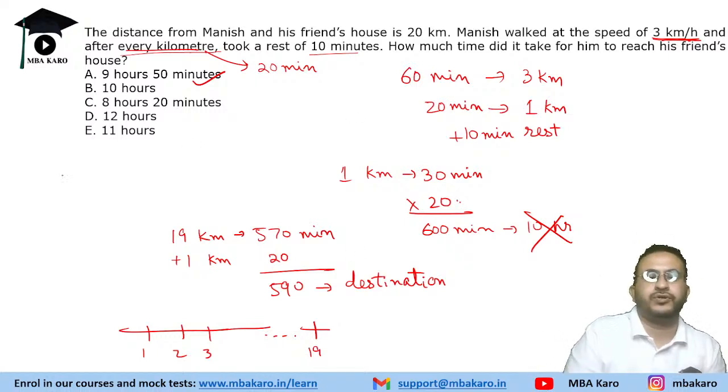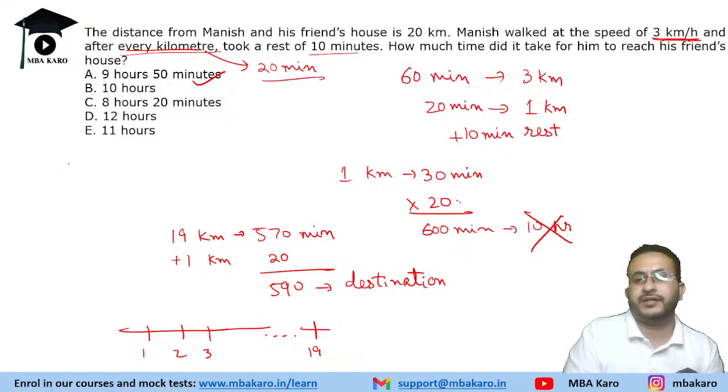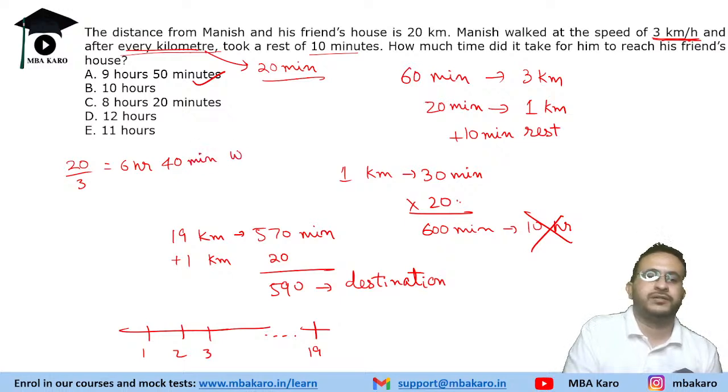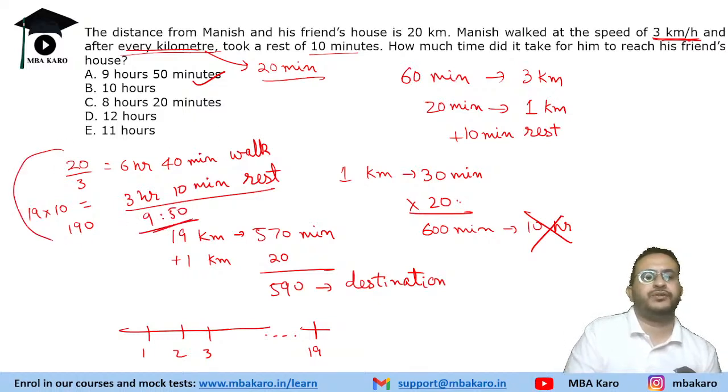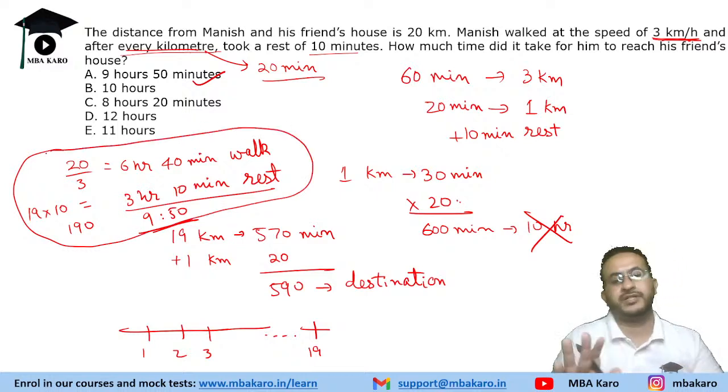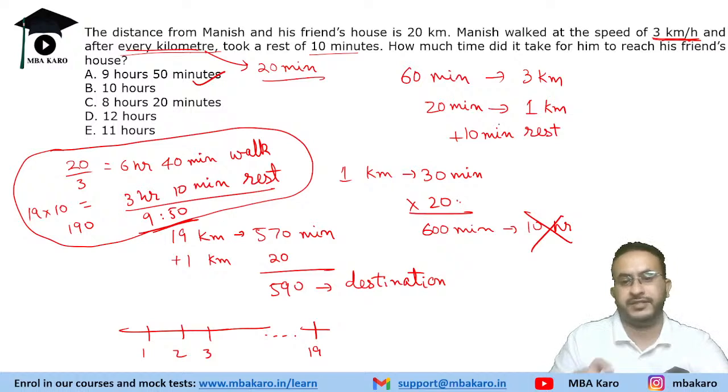Simply think this way: if he walks, how much time will it take? That will take 20/3, 20 kilometers by 3, that is 6 hours and 2/3, so 6 hours 40 minutes of walking. And 19 into 10 is equal to 190, so 3 hours 10 minutes of rest in between, right? So total is 9 hours 50 minutes. So that is another way to think through this question: how much time he will keep walking and how much time he will take rest, or the other way around.